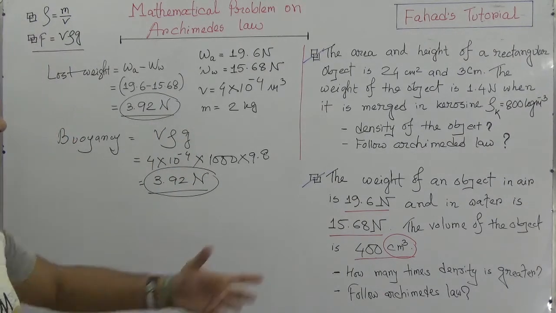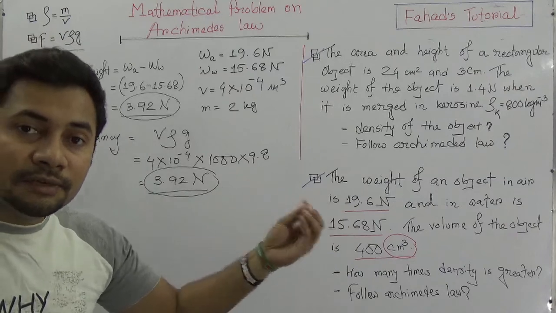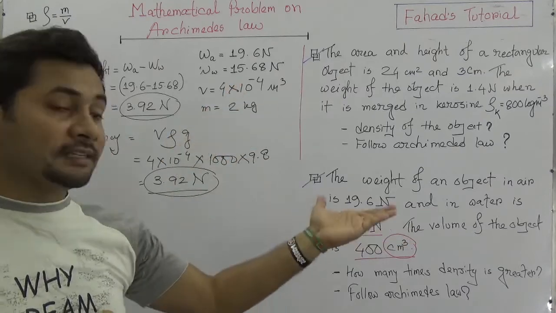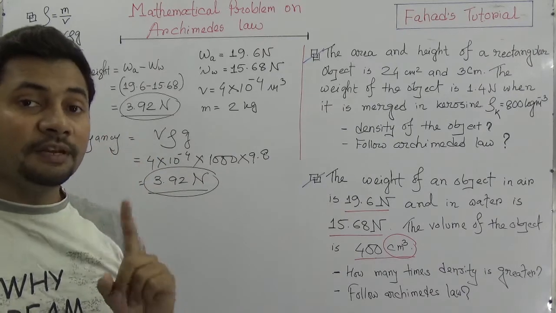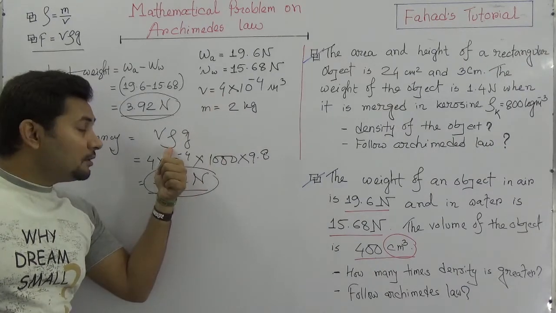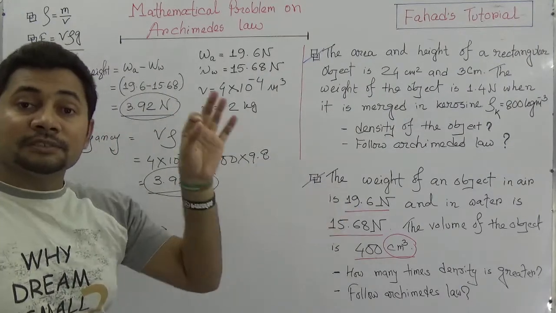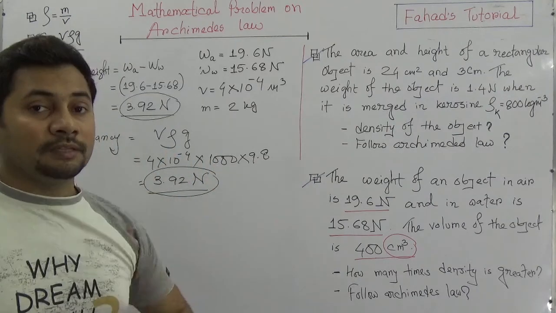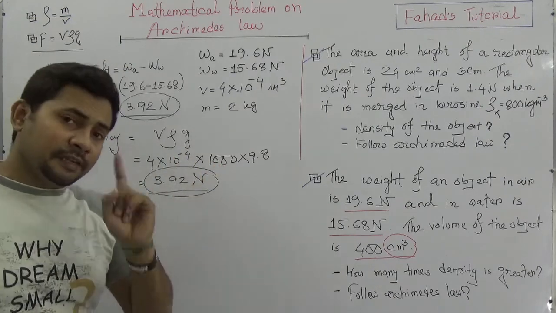Simple. We are just finding that the lost weight according to the data is equal to the upthrust, or the buoyancy it felt when it was immersed into the water, because this V is not the volume of liquid. This V is the volume of the object, and this rho is the density of the liquid. If this object was immersed into the kerosene, then this rho should be 800, not 1000. This is not the density of the object. This is very, very important.